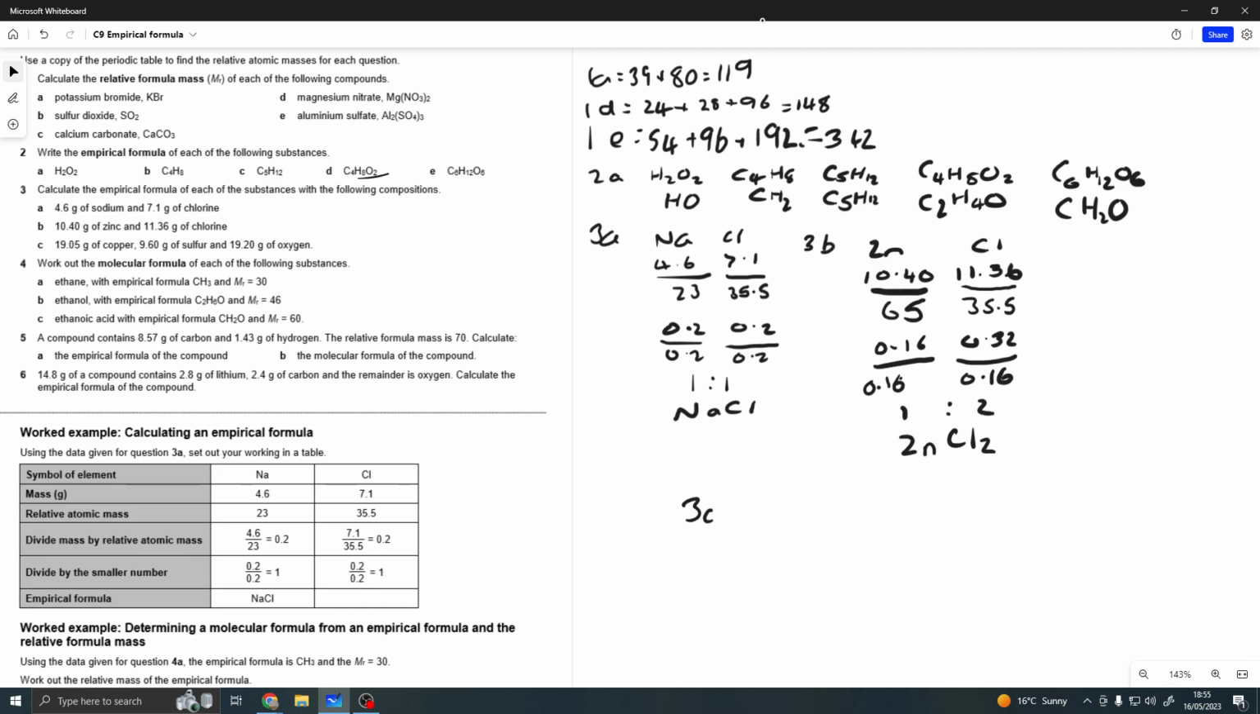We have copper, 19.05 grams of that. We have sulfur, 9.06 grams of that. And we have oxygen, 19.20 grams of that. Let's go right ahead and divide those by the AR, or mass number. So 19.05 divided by 63.5 is 0.3.